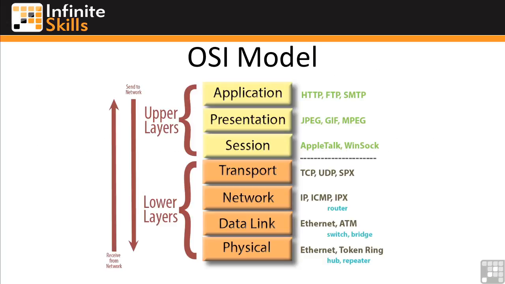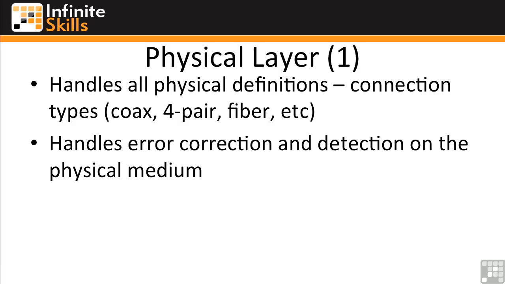We're starting from the bottom. The physical layer is really all about the physical definitions, not surprisingly. So we're talking about connection types, coax, 4-pair, fiber, etc. The physical layer handles error correction and detection on the physical medium.